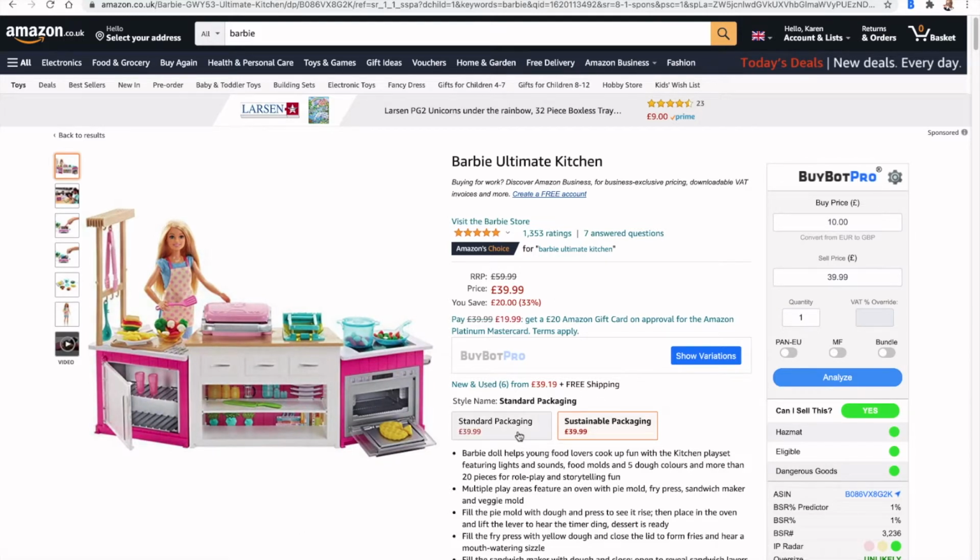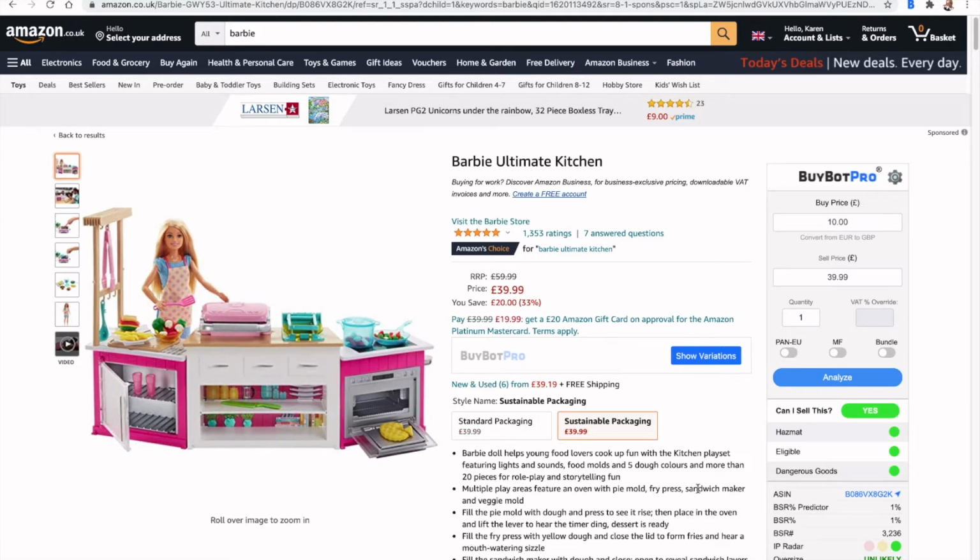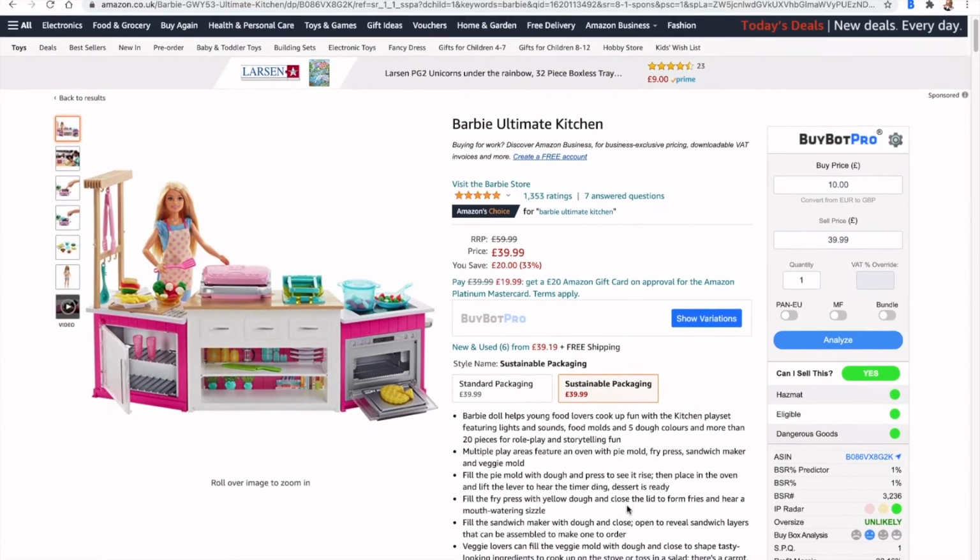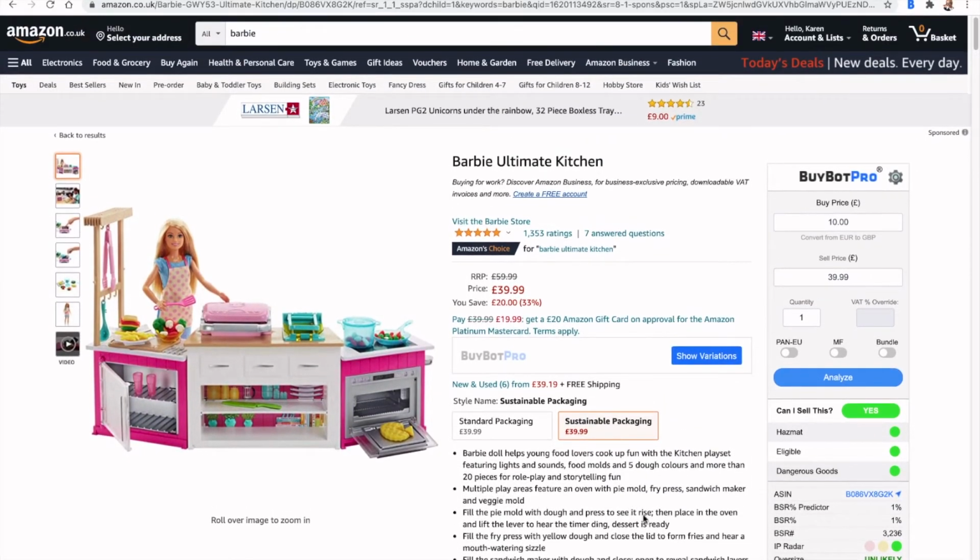So I'd click through to the Amazon page, and obviously I'm going to use BuyBotPro to do my analysis because that's the tool that I think is best. And you'd enter your buy price here. So let's just say we could get this product for £10, just as an example. You click Analyse, and then BuyBotPro has analysed the deal for you.